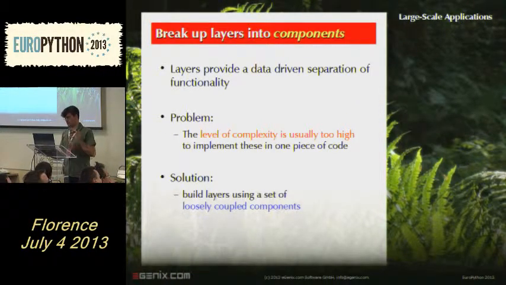So what's a component? You have the layers. They are basically data driven, so the separation is given by the way that information flows through your system. And the complexity is too high in those layers, so you need to decompose those. Now what's very important with the components is that you loosely couple them. So you don't have direct interaction between the inner parts of the components, but you always go through an outer layer.